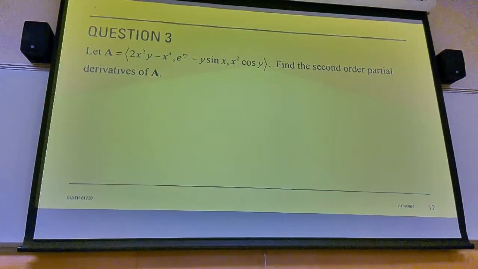How many do we have? There's three. That's because mixed partials are equal. Order doesn't matter. That is Clairaut's theorem, right? But first, we need to find the first orders.